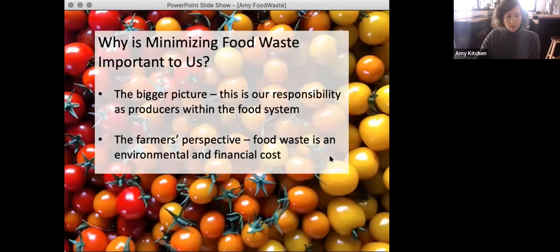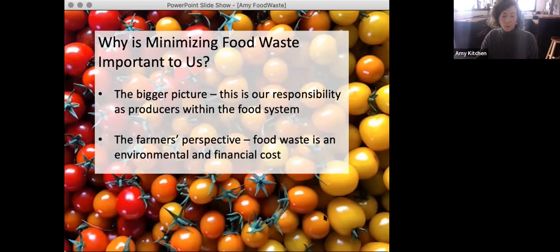Okay, so next slide. Why is this important? Why are we talking about this? In the bigger picture, as producers of food, we recognize that we are part of a larger system, the food system, and that as one point in the food system, we need to be doing our part to minimize the food waste we create on our farm. And rather than contribute to the global problem, we look for solutions, however small scale they may be, so that collectively we're working together to make improvements.